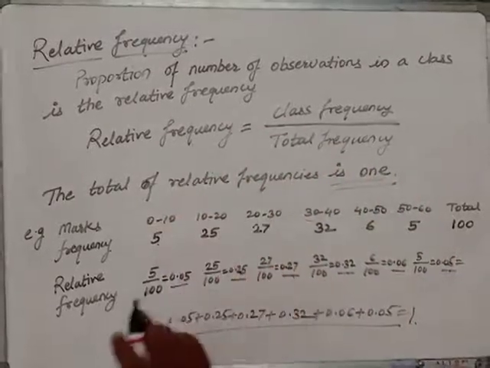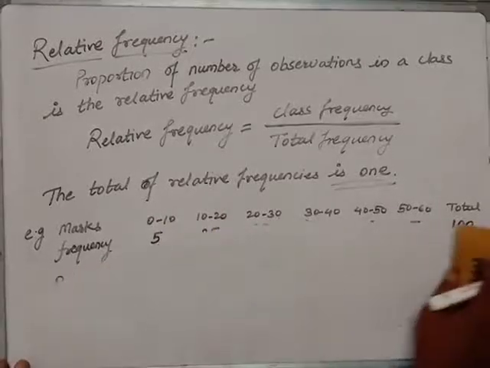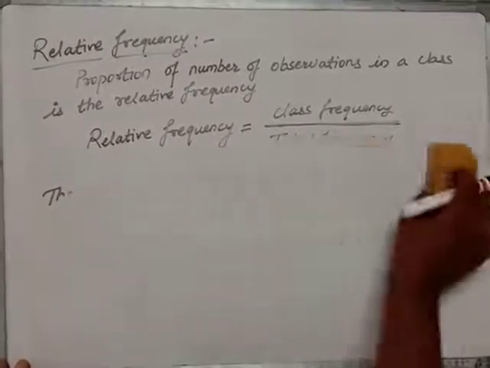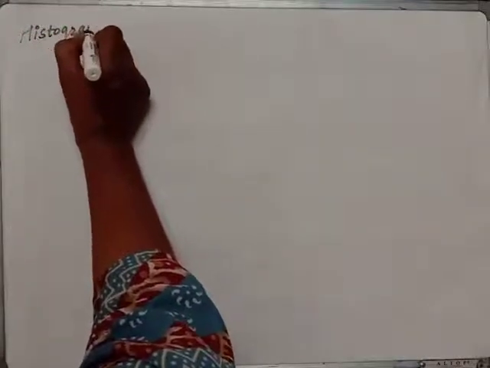Now, next let us see the graphical representation of the data or the frequency distribution. In that one, we have to look at the histogram, Ogive curve and stem and leaf chart. Ogive curve is also known as cumulative frequency curve. Let us see the histogram.